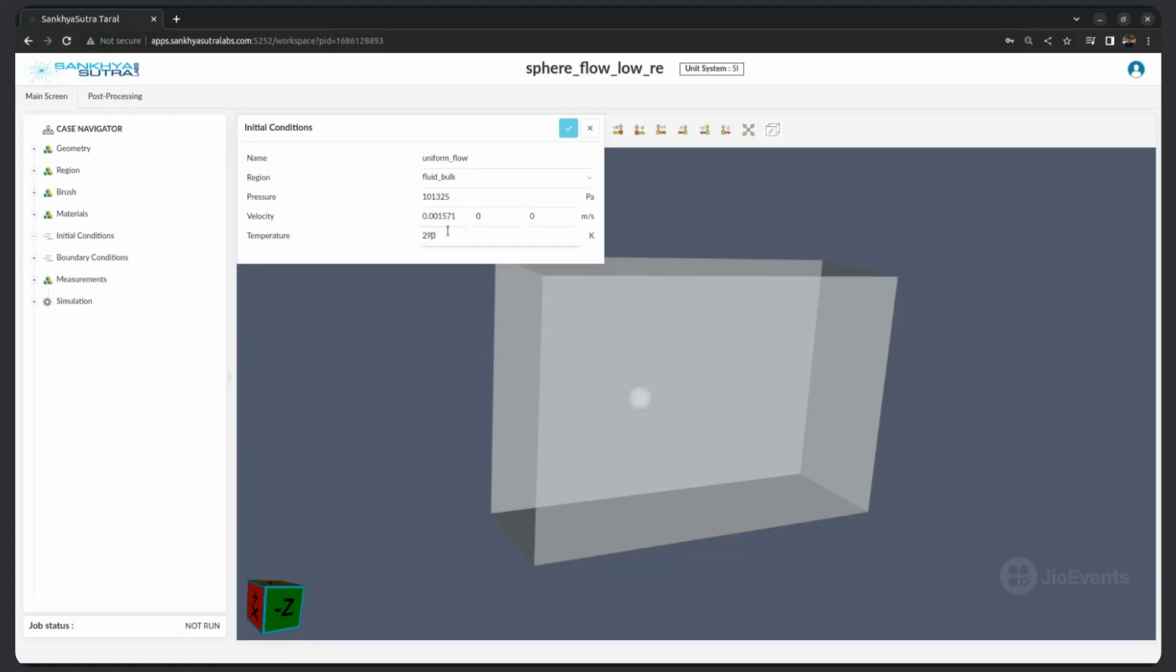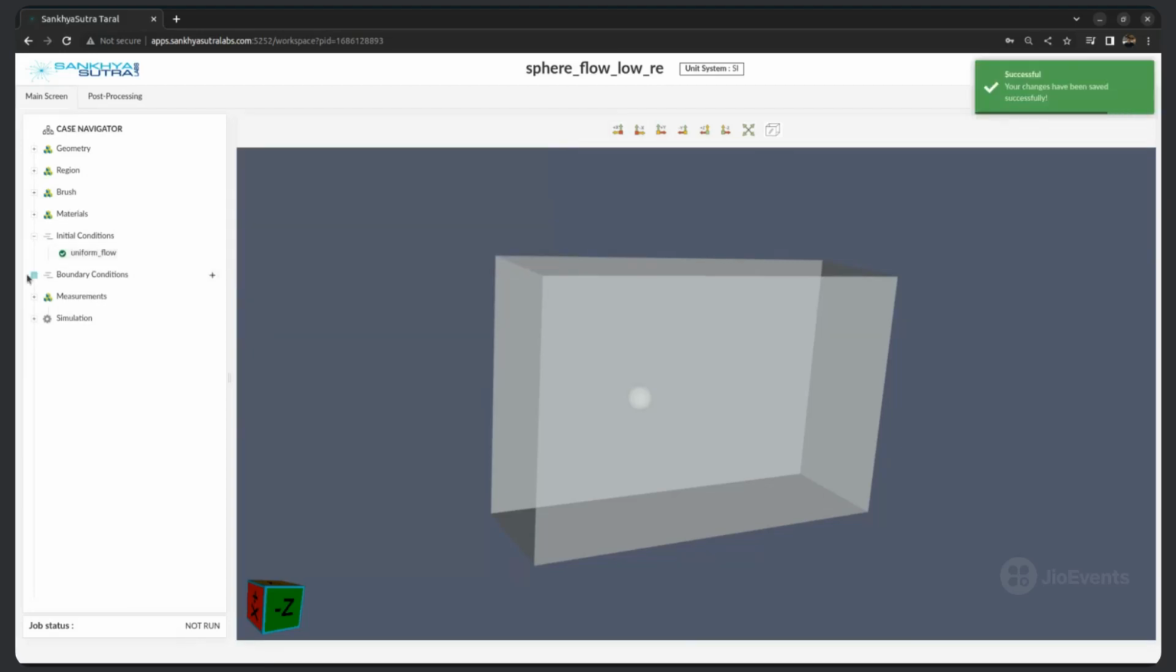And I'll say I want to simulate at room temperature. So I set that up. So my initial condition is set. I got this green mark. And the nifty feature that we have with the GUI is that whenever you import or create a geometry, the list of boundary conditions that you have to apply gets populated automatically.